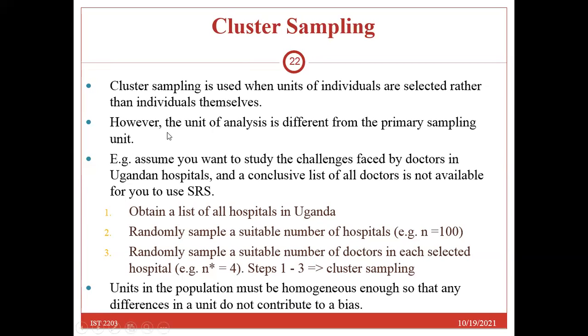So what this sentence means is that the unit of analysis is different from the primary sampling unit. With cluster sampling, the primary sampling unit is the cluster, but the unit of analysis is the individual. Just like here we saw, we first had to get the hospitals, but then we are finally collecting data from individual doctors.